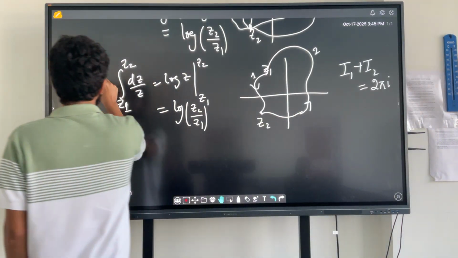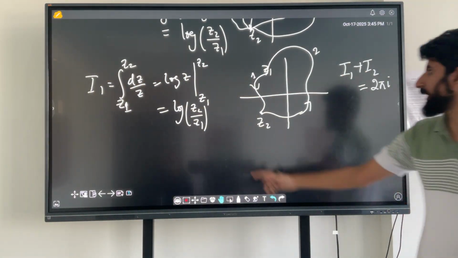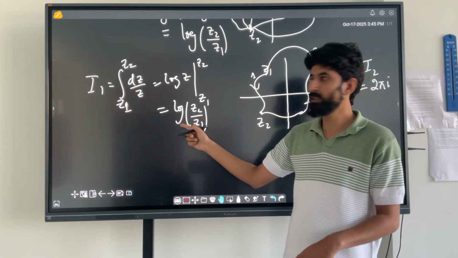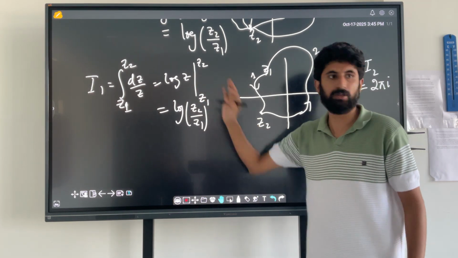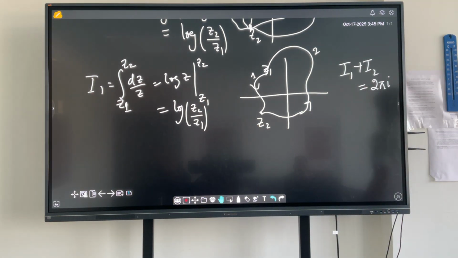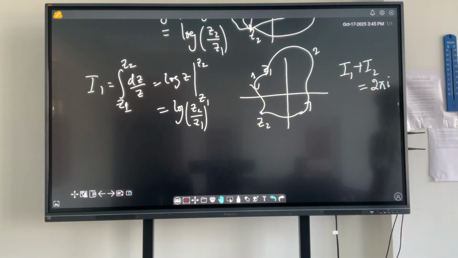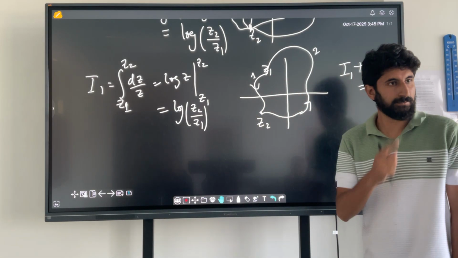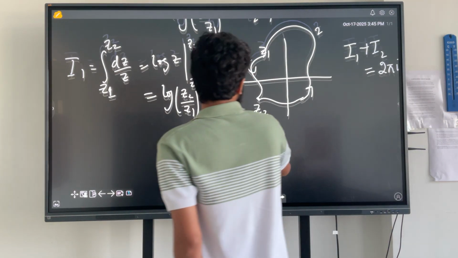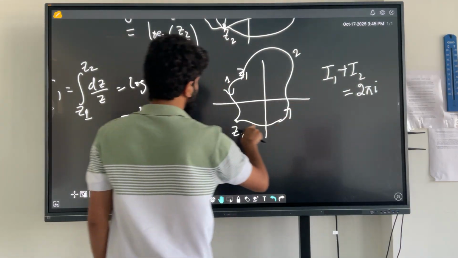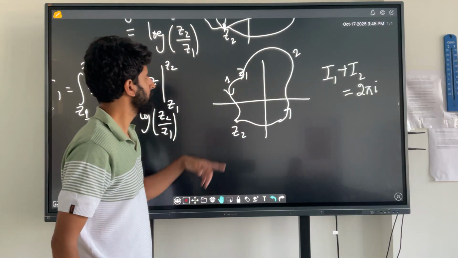So I associated a value already, and what was the value? Log z2 by z1. Why? Because on this curve, I don't see any funny business going on with log z. Log z is continuous and well defined on this curve. Now let's take the other one. What is the issue with this guy?